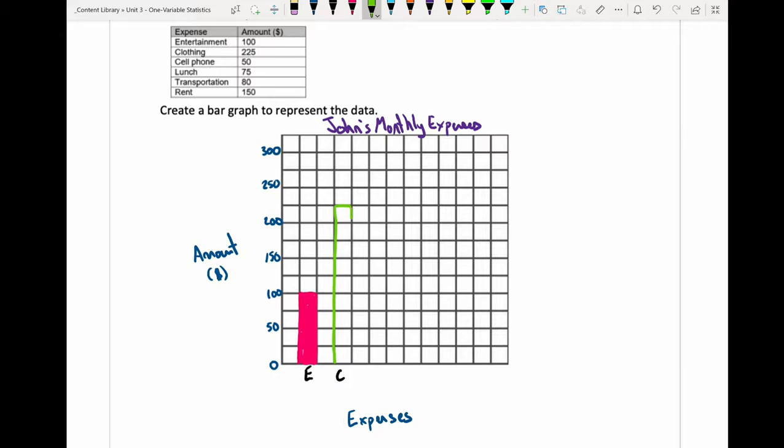The key thing about the bar graph is to make sure there are spaces in between each bar, because it shows that they're separate. These values are separate, these things are separate. So we have our clothing bar. The next one is cell phone, so we'll use CP, is $50. Again, make sure you leave a space. Then we have lunch, or L, which was 75.